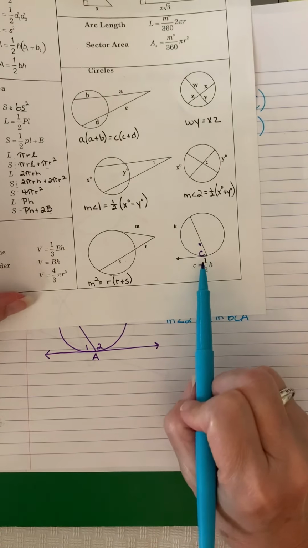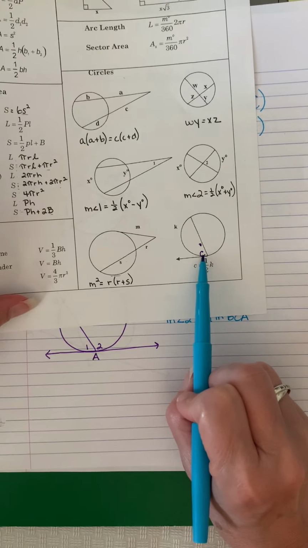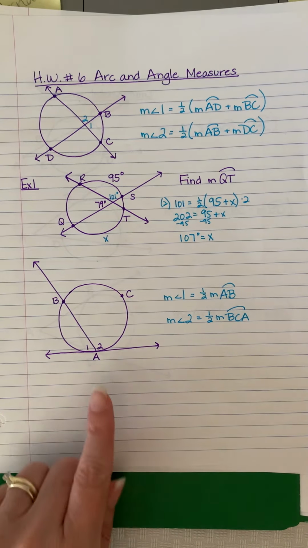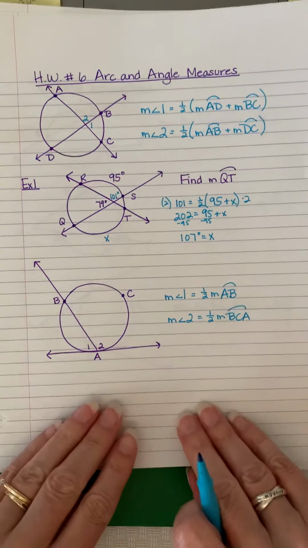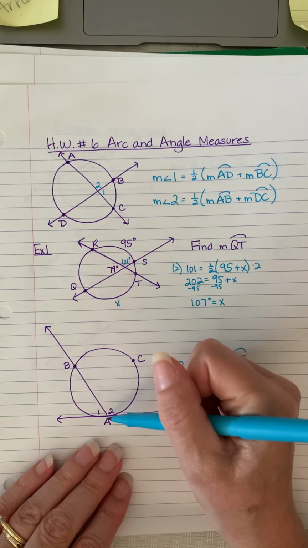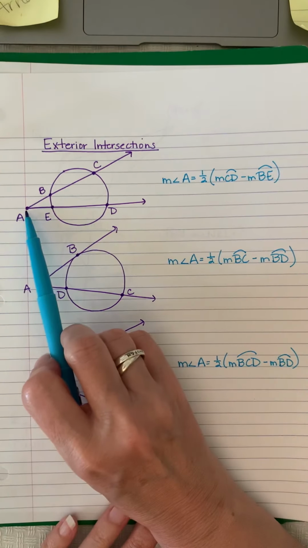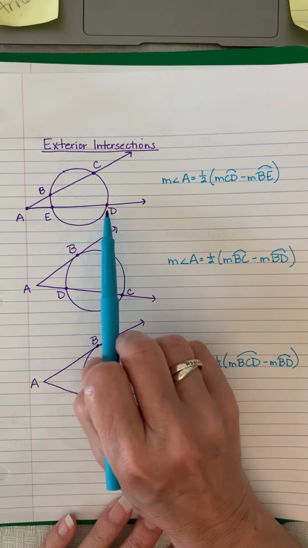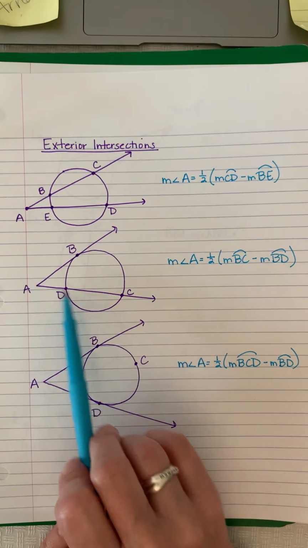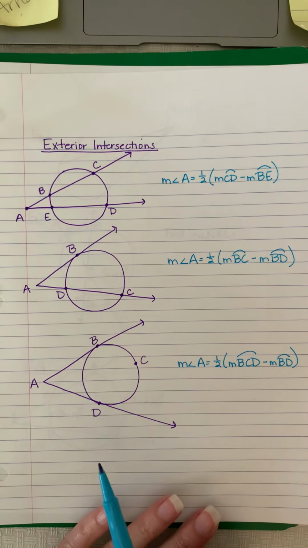On the formula chart, it sometimes gets confusing. The C is written here, but it's really the angle measure. And once again, angles 1 and 2 will be supplementary angles. So that is if we have an interior angle or the angle is with the tangent. Exterior intersections, so where either the 2 secants meet, a secant and a tangent, or 2 tangents, all of those are going to be very similar.